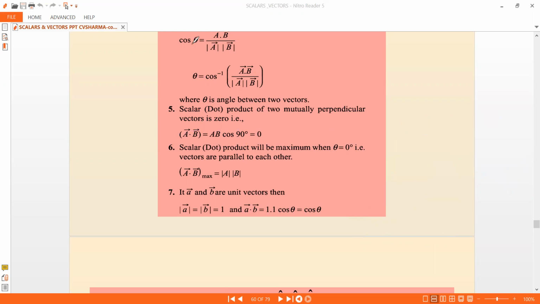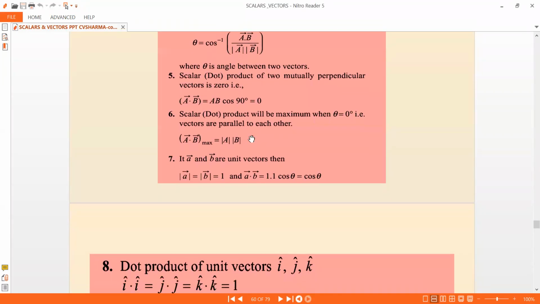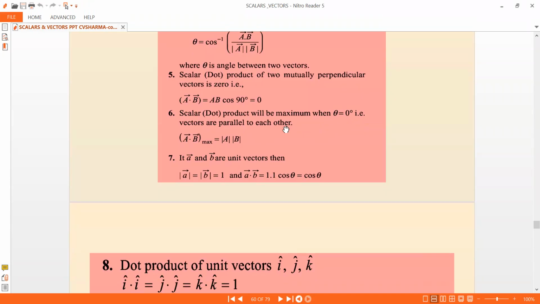And now let's move on. The scalar dot product will be maximum when theta is equal to 0 degrees. That is, a bar dot b bar maximum is mod a bar into mod b bar. So the cosine will not reduce it here. The maximum value of cosine is 1. So cos 0 is 1. You know this very well. That is the maximum value of the cosine function. So you get the maximum value for the dot product when theta is equal to 0.